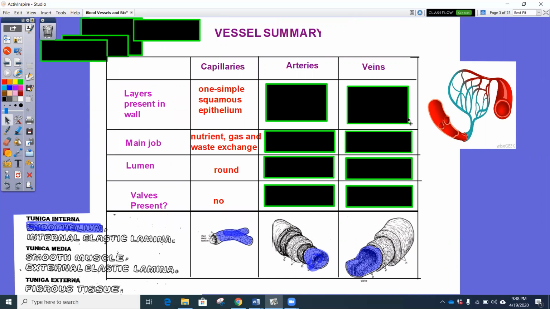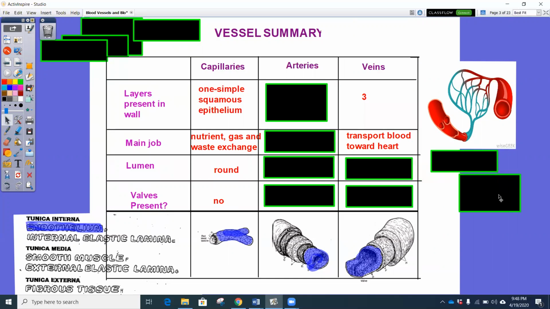60% of our blood volume is just going to sit in that vein and be pumped back towards the heart slowly as it gets from the small venules through the medium veins to the large veins like the superior and inferior vena cava. So the main purpose is to transport blood towards the heart, and there are only 3 layers to the vein.